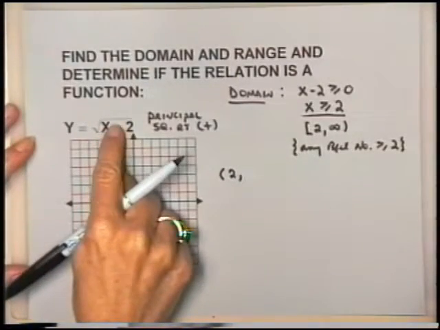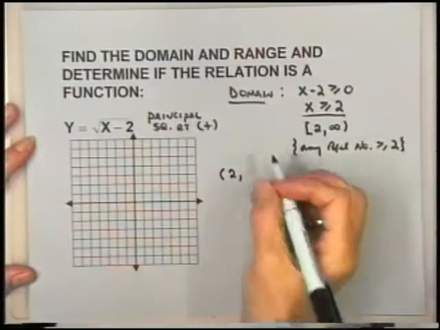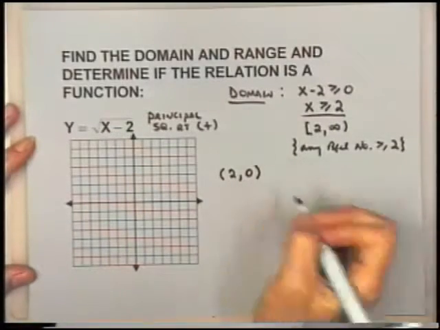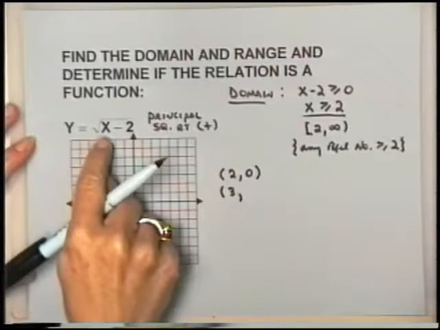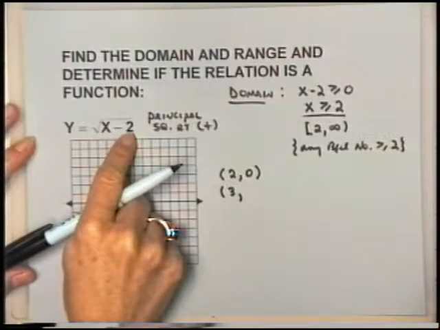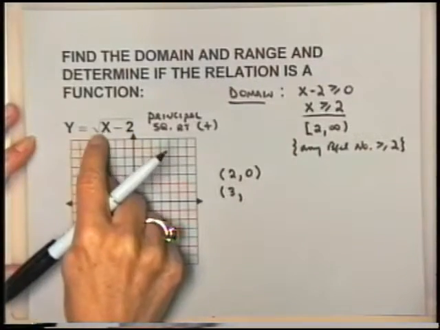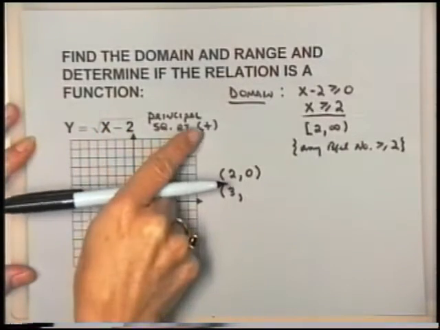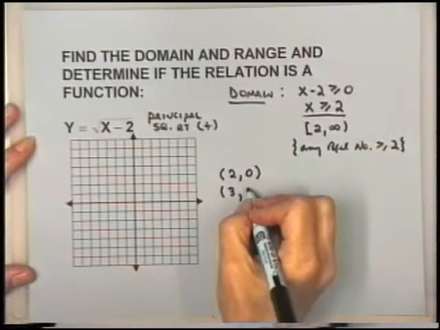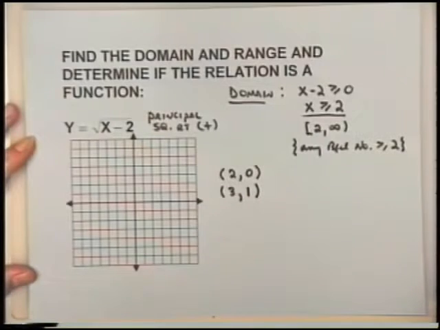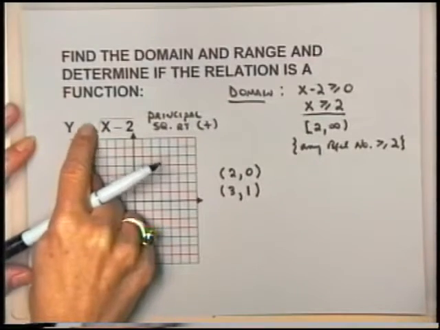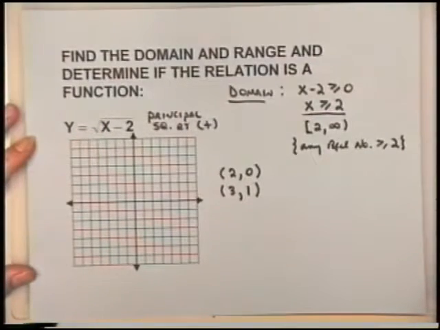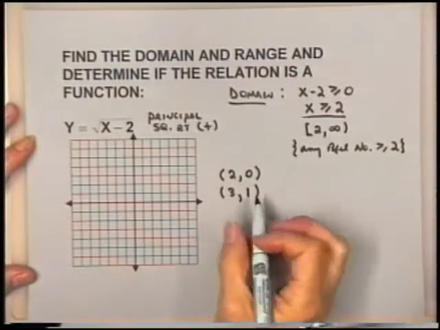Let's start with our x value of 2. 2 subtract 2 is 0. The square root of 0 is 0. Let's choose x to be 3. 3 subtract 2 is 1. The principal square root, or the positive square root of 1, is 1. We do not want to put down negative 1 here because y does not equal the negative square root, because there's no sign to indicate that.